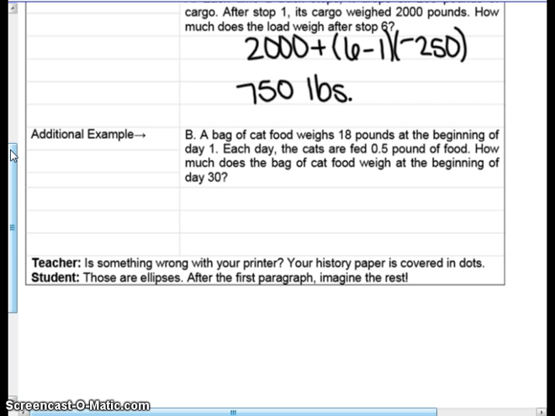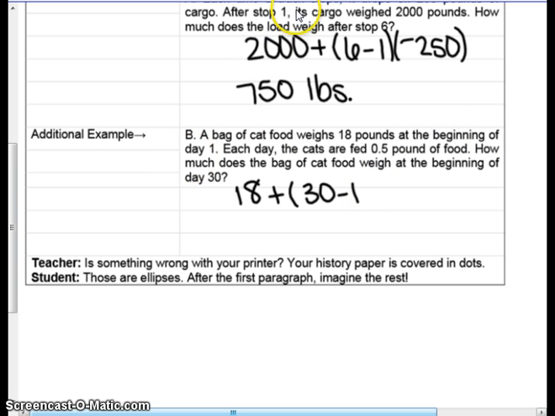Alright, a bag of cat food weighs 18 pounds at the beginning of day 1. Each day the cats are fed half of a pound of food. How much does the bag of cat food weigh at the beginning of day 30? So let's see, a bag of cat food weighs 18 pounds, where we start. We want to know after 30 days.